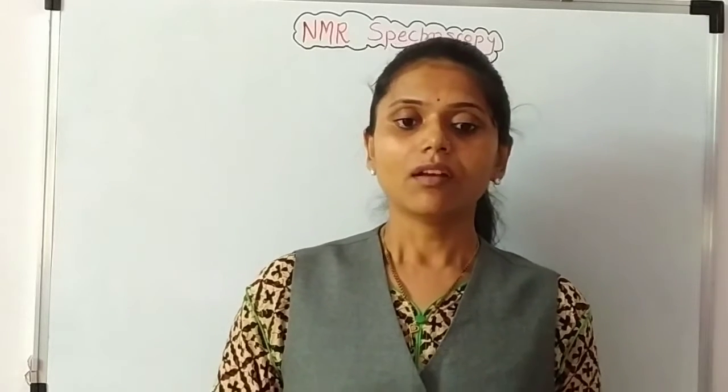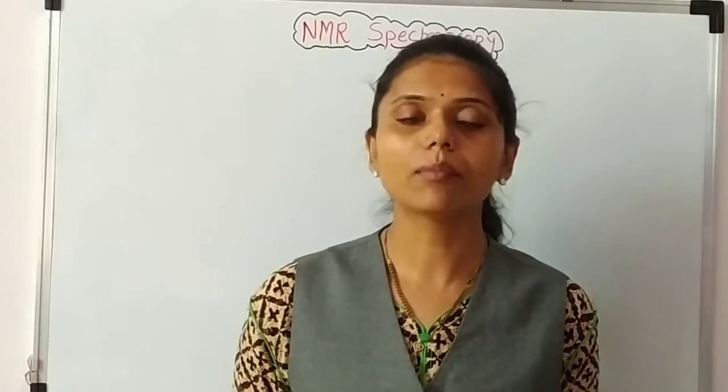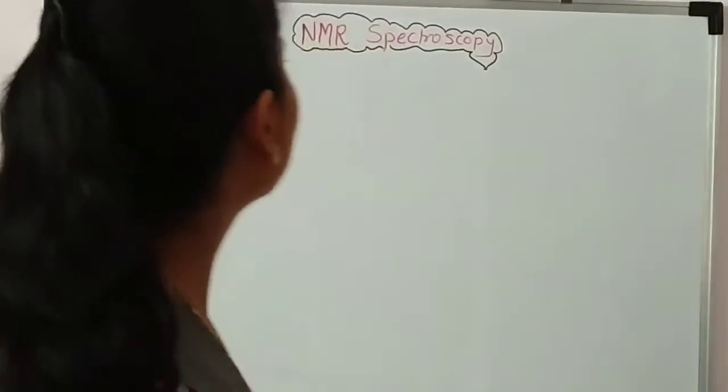Now, in the various aspects of NMR spectrum, we actually study 4 points. These aspects give information about the molecular structure of the compound. The first aspect is the number of signals.